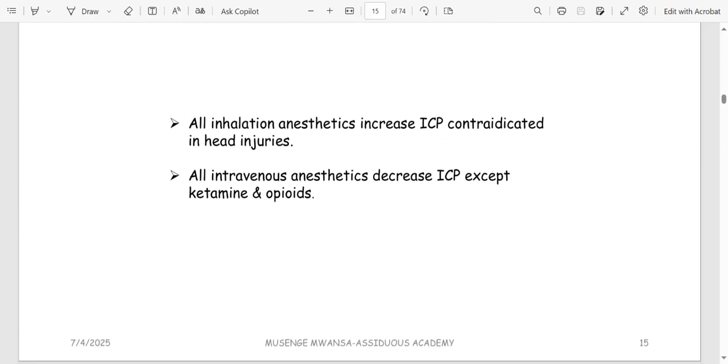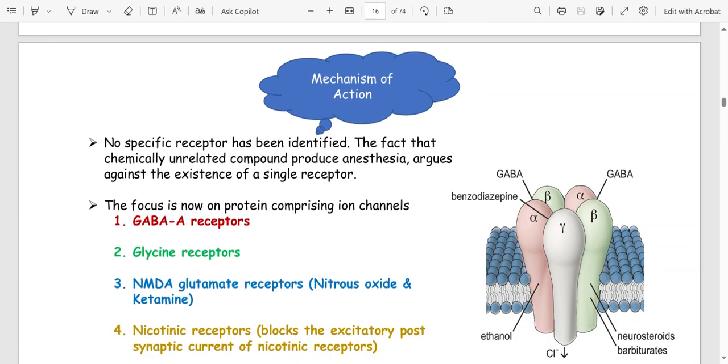So take note that all inhalation anesthetics will increase intracranial pressure, so you don't give them in head injury. And then all intravenous anesthetics will decrease intracranial pressure, with the exception of ketamine and the opioids. These ones will end up increasing intracranial pressure.